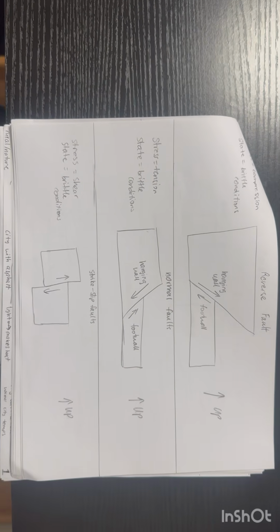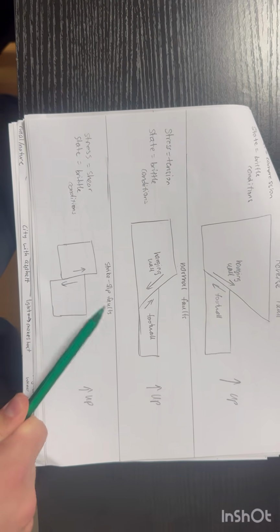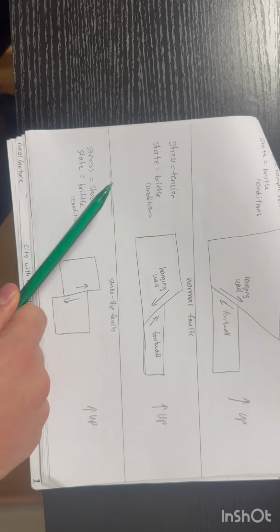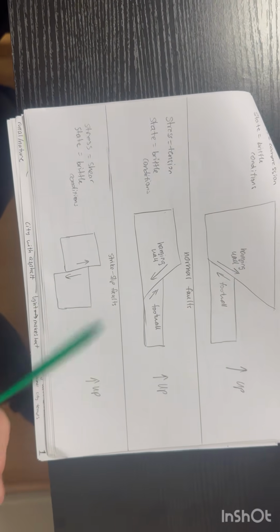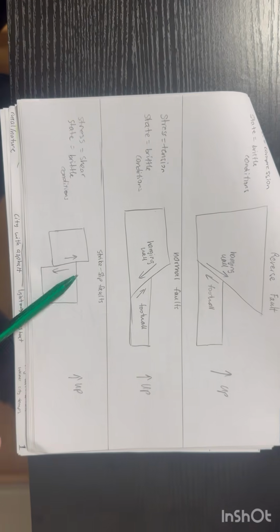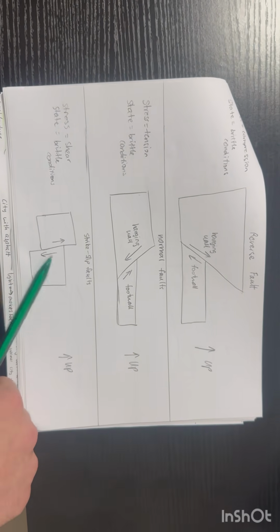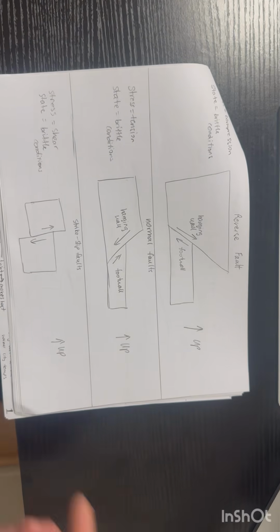And then for the strike slip fault, they're produced by shear stress, and instead of moving vertically like these ones do, these ones move horizontally. And this type of fault also forms under brittle conditions because the rocks break as they move.